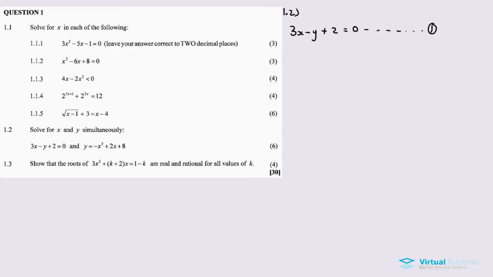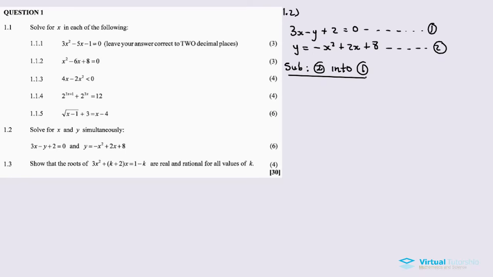And then y equals minus x squared plus 2x plus 8 is equation number 2. We are lucky because equation 2 is expressed as y equals something, so we substitute equation 2 into equation 1. Where there's y in equation 1, we put minus x squared plus 2x plus 8.